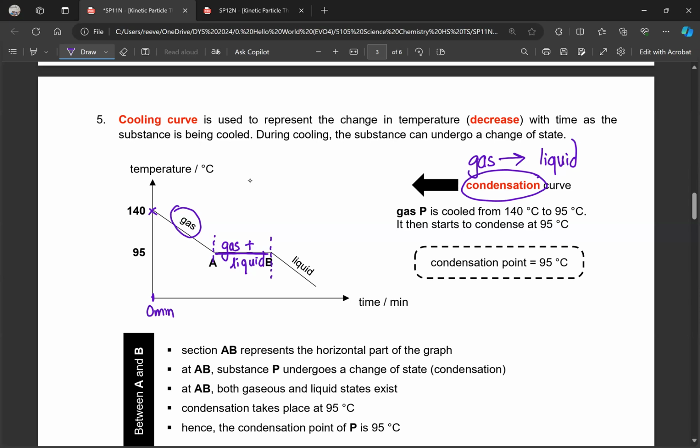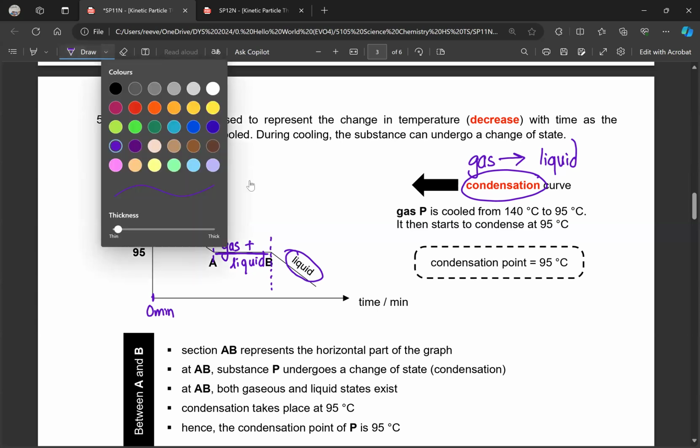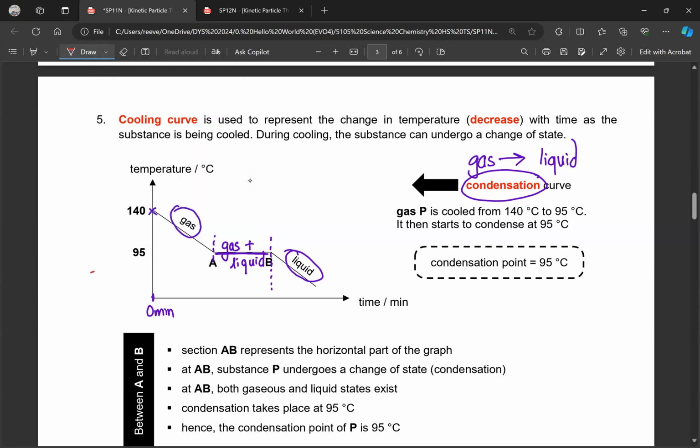After that, the next section is all liquid because all the gas has condensed already, no more gas, all cooled down, very cool already, all become liquid. That's the last part of the graph. Okay, any questions so far? So you look at the graph, I want you to draw a dotted line. This dotted line corresponds to the horizontal segment.